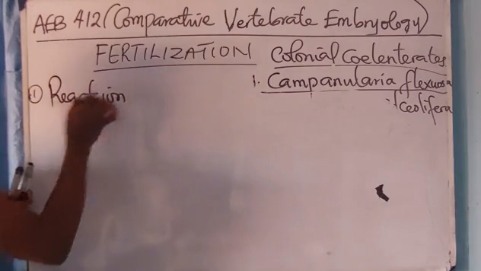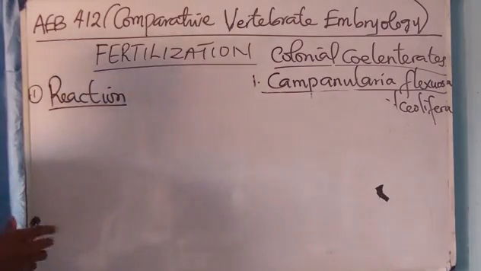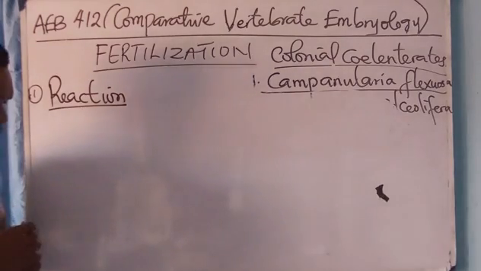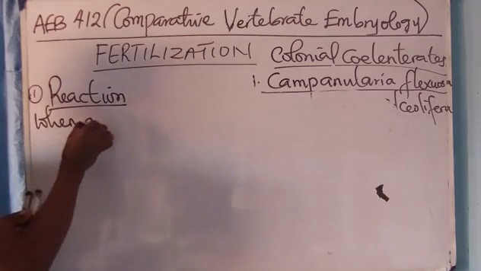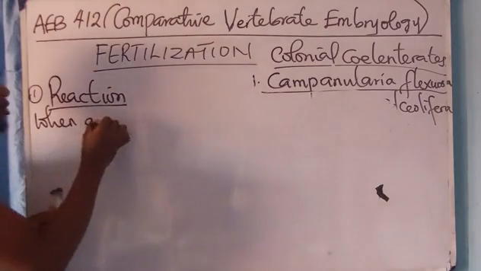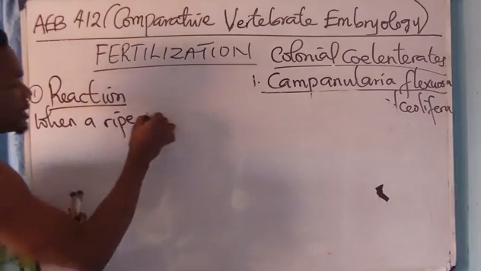It must be orderly arranged. It is very, very important. Now, look at this. In the presence of a ripe egg, another name for a ripe egg is what?